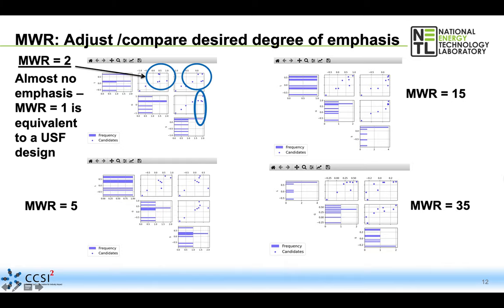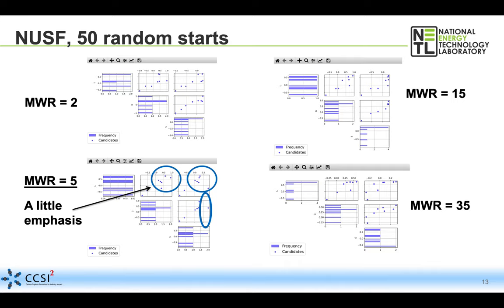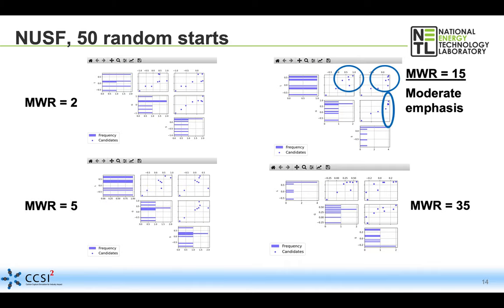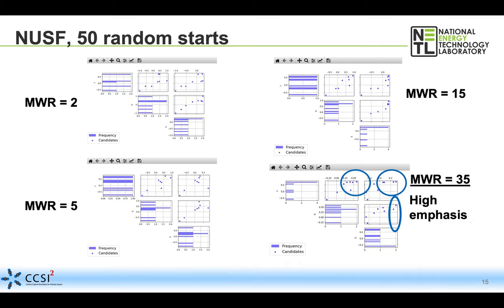And you can see that with 2, we have almost no emphasis. And again, that's to be expected. If weight ratio equals 1, that's equivalent to a uniform space filling design with no emphasis at all. Whereas as we start to move up to MWR equal 5, we're seeing a little bit of emphasis. With 15, we kind of have moderate. And we have the most extreme emphasis with the 35 option. That was the biggest maximum weight ratio we considered, so that's going to give us the largest amount of emphasis.